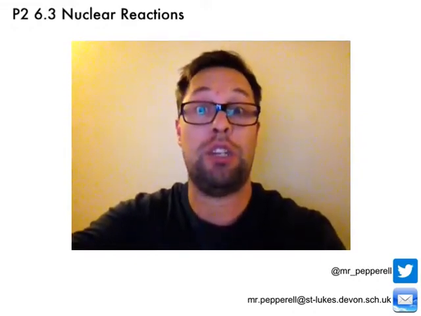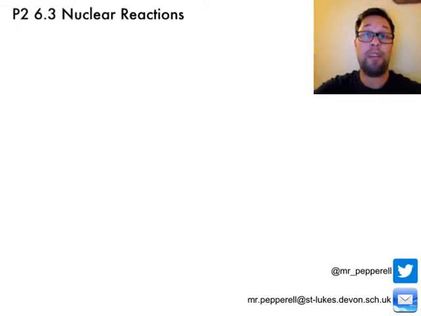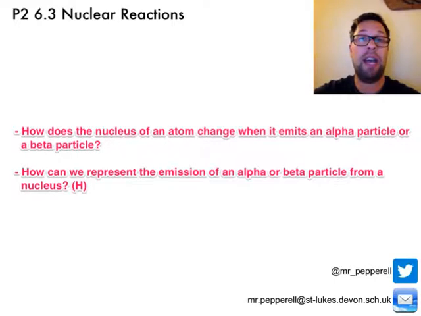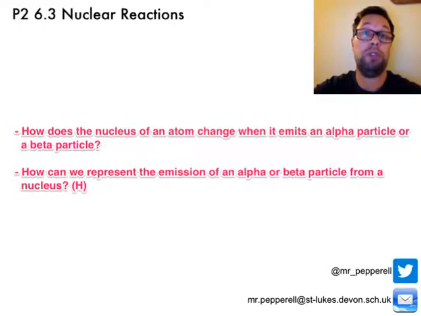In this episode we're going to find out what happens to the nucleus of an atom when it undergoes a nuclear reaction. So, by the end of this video you should be able to tell me how the nucleus of an atom changes when it emits an alpha or beta particle, and how we can represent the emission of an alpha or beta particle from the nucleus of an atom.